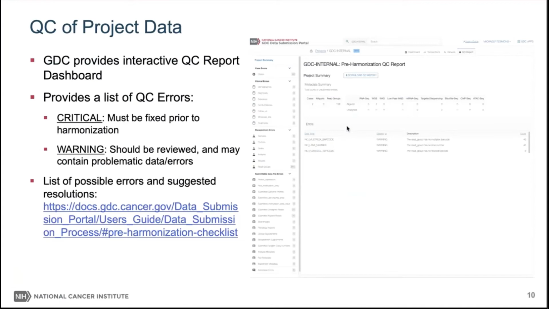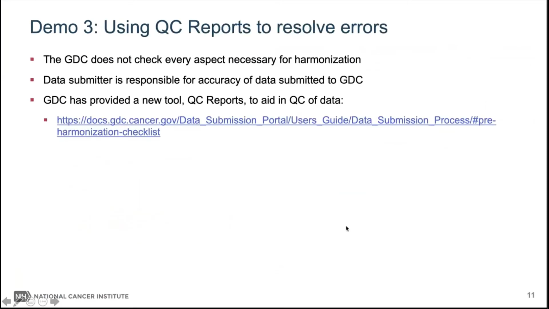Warning means, as a submitter, you should really check this out because this is either unusual or it may interfere with release. So, for example, not having clinical data would interfere with release, but the molecular data would be fine to harmonize. On our doc site, we have a list of all of these errors and the suggested resolutions for how this would be fixed.